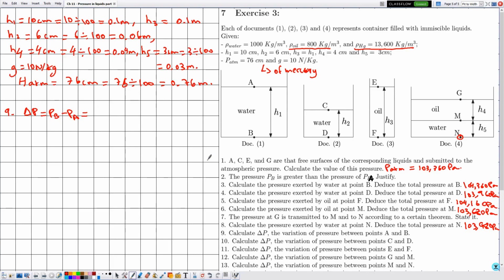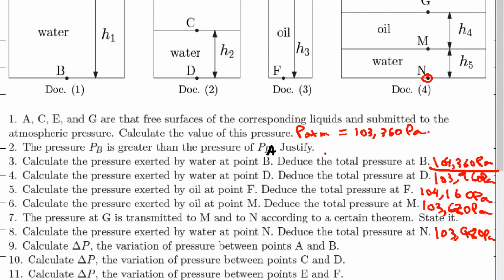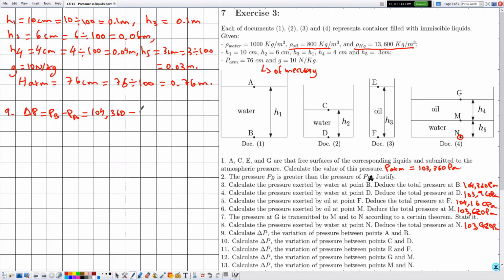The value of PB that we have calculated is given by 104,360, which is this, minus PA, which is the atmospheric pressure, 103,360. Now plugging this on the calculator, then delta P is given by 1000. Since both of these are expressed in Pascal, the value of delta P, which is the variation of pressure or the difference in pressure between the points B and A, is given by 1000 Pascal.